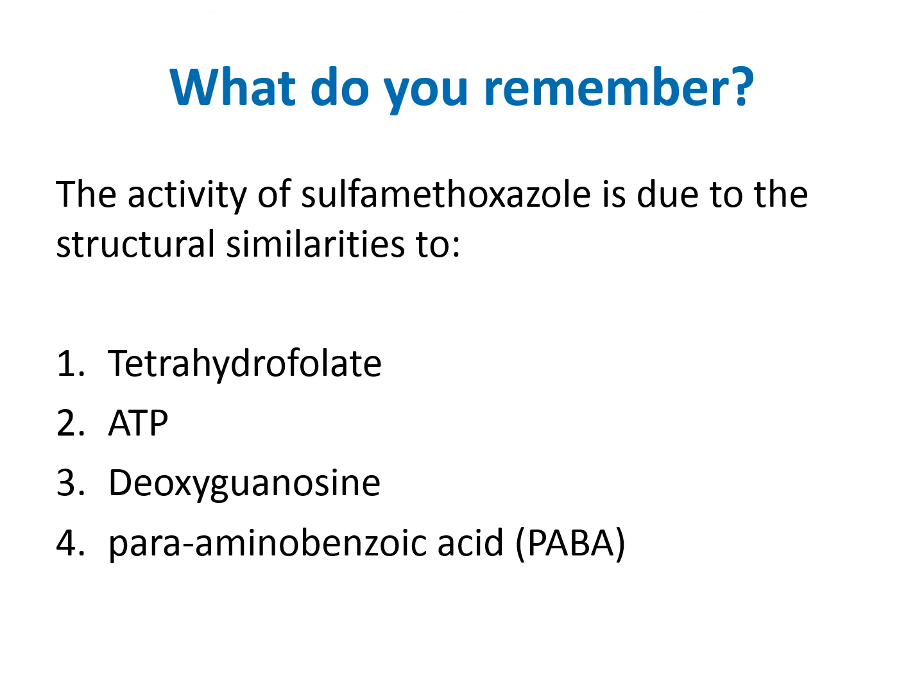Here's the first one. The activity of sulfamethoxazole is due to the structural similarities to: tetrahydrofolate, ATP, deoxyguanosine, or para-aminobenzoic acid, aka PABA? PABA is the answer here. Remember, sulfamethoxazole looks a lot like PABA to the enzymes involved in making tetrahydrofolate.